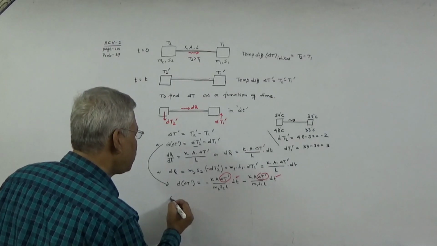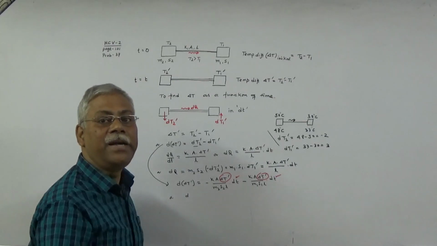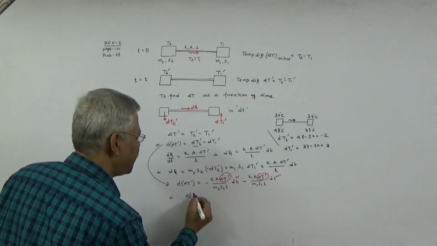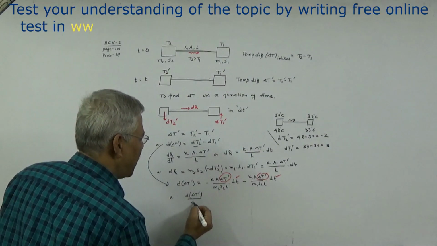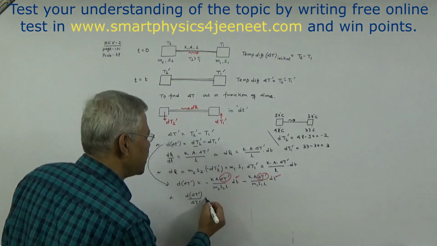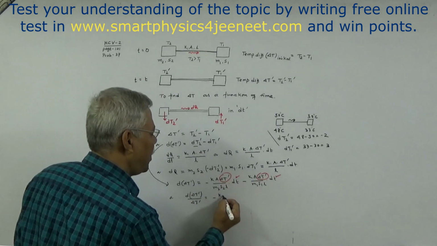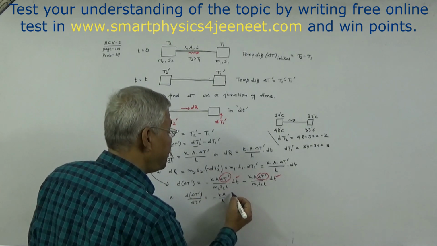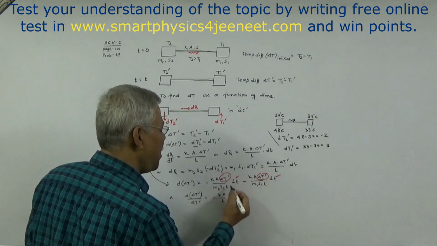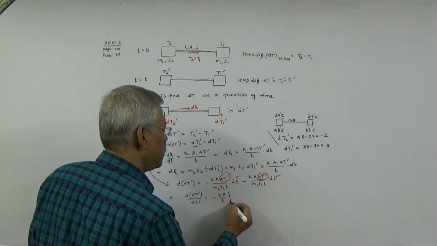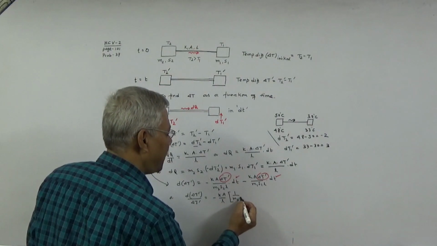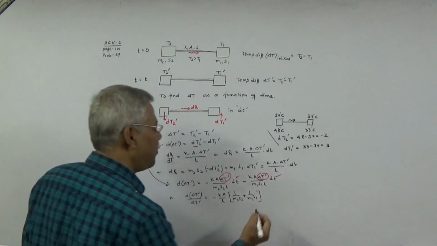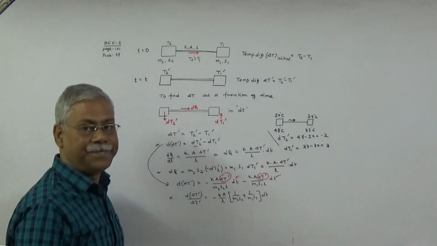Now I am segregating the variables, arranging the variables so that I can do the integration. d delta T dash by delta T dash equals minus Ka by L into (1 by m2 s2 plus 1 by m1 s1) dt.